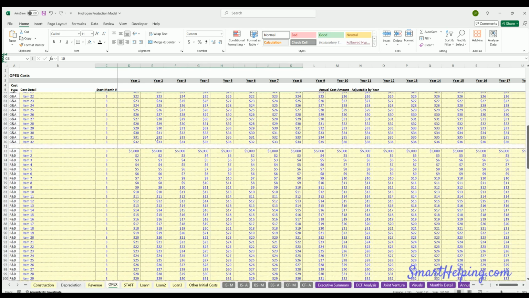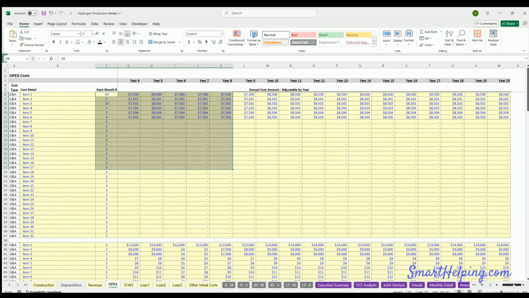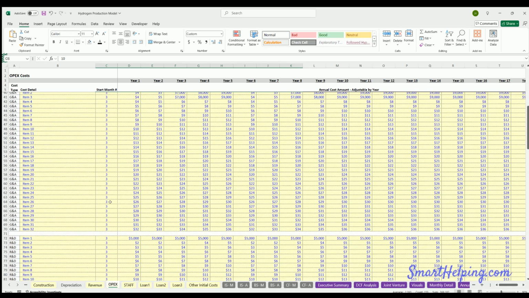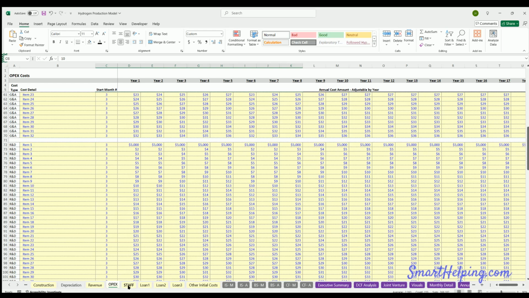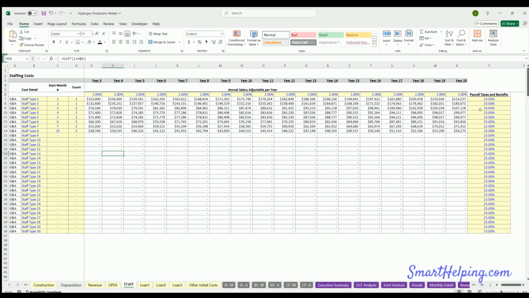And we have G&A and R&D, a bunch of different sections here. And note that this is separate from staffing. So these are like non-staff, all of this. We have a separate tab for staffing costs, which have potential for payroll tax and benefits.